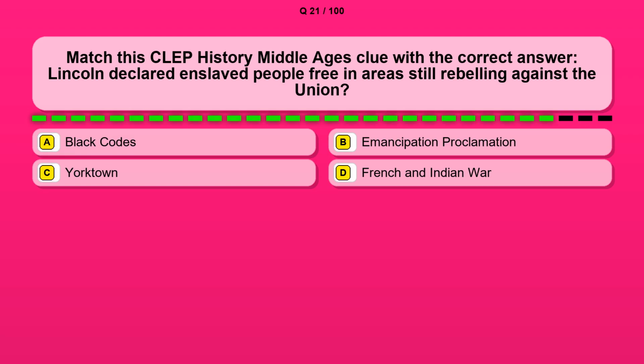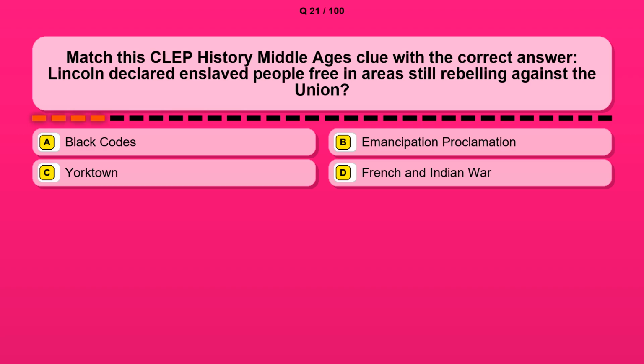Question 21. Match the CLEP History Middle Ages clue with the correct answer. Lincoln declared enslaved people free in areas still rebelling against the Union. Option A, Black Codes. Option B, Emancipation Proclamation. Option C, Yorktown. Option D, French and Indian War.